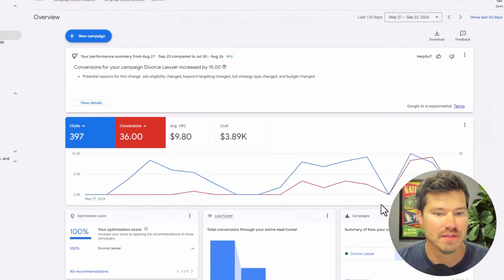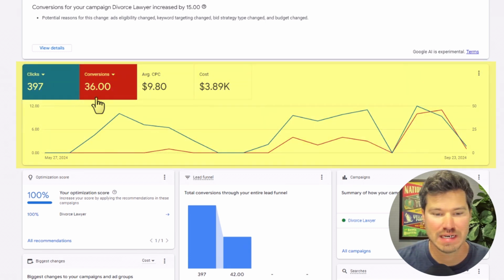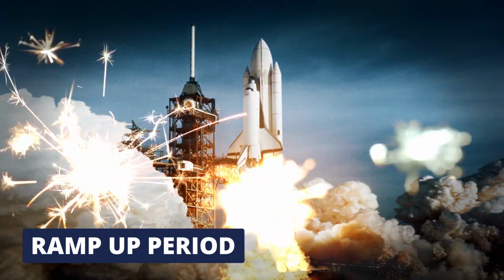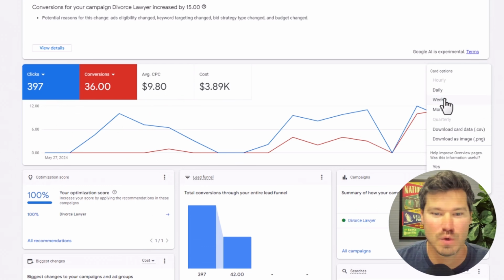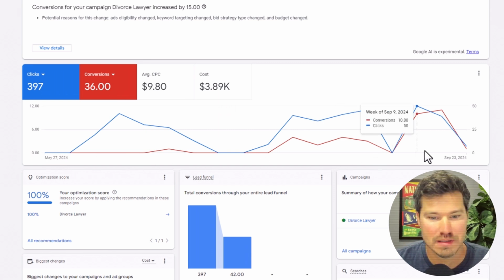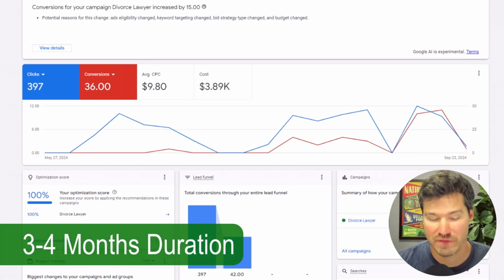So I want you to focus on this overview right here. I'm going to turn on and off certain metrics so that you can kind of see the ramp up period. A lot of people call it a ramp up period because you're literally ramping up with results, conversions, clicks. In this case, looking at weekly numbers here. We're going back to May of this year and then up until September 23rd. So we're actually talking almost 4 full months here.